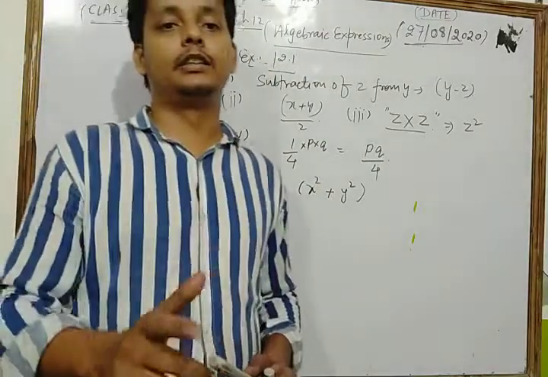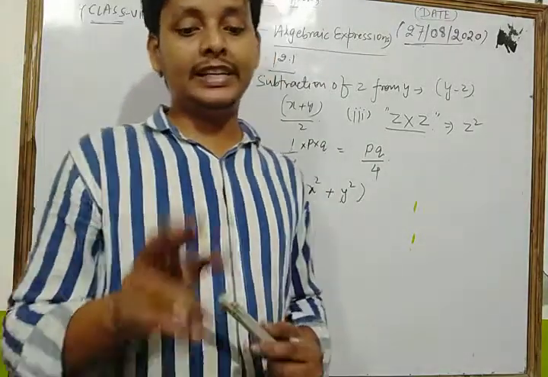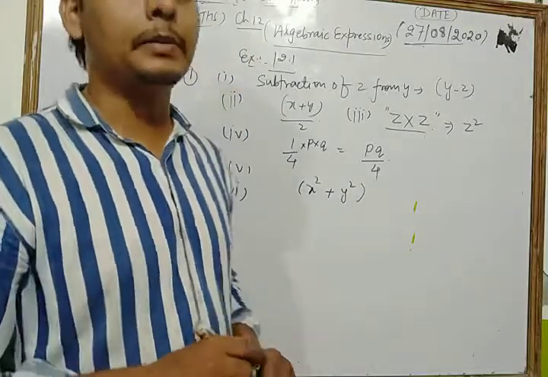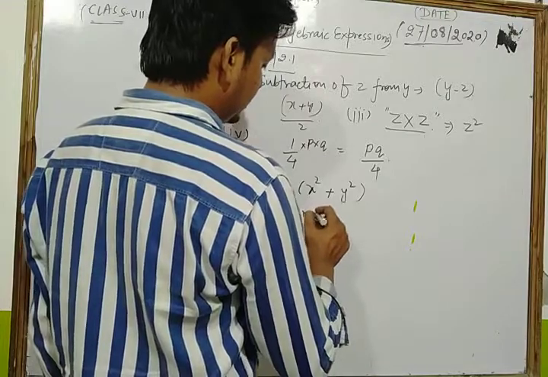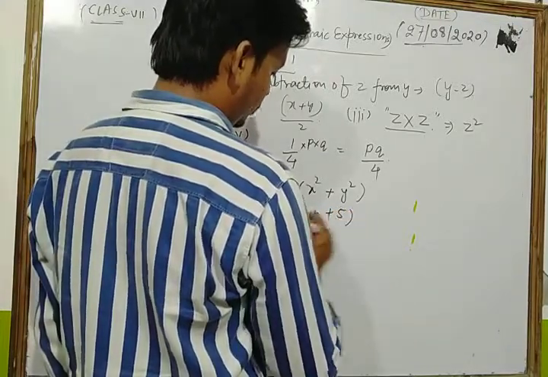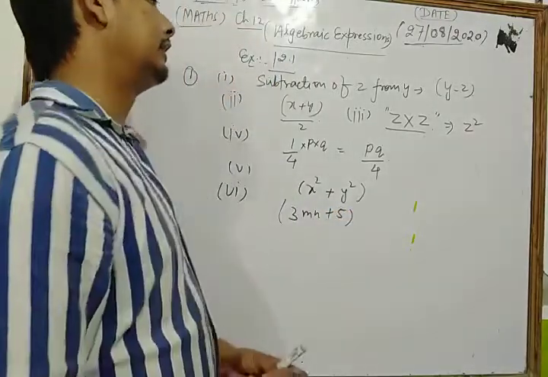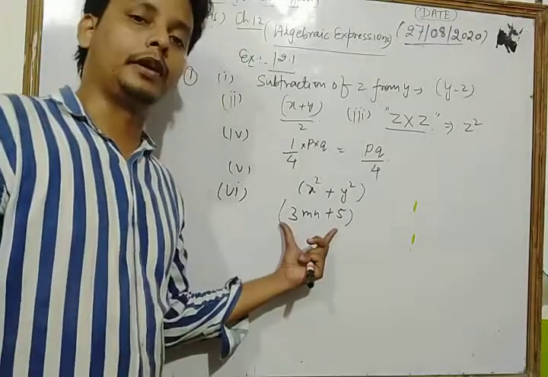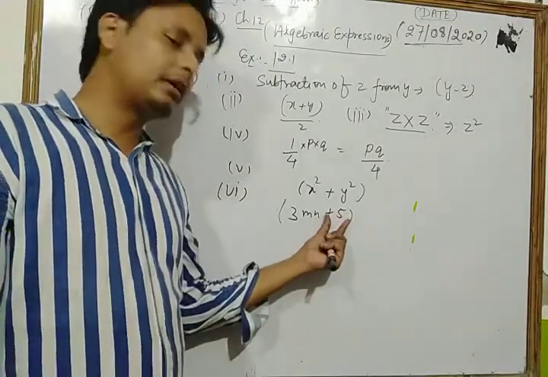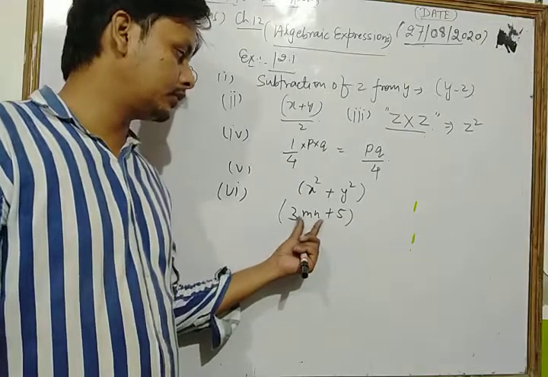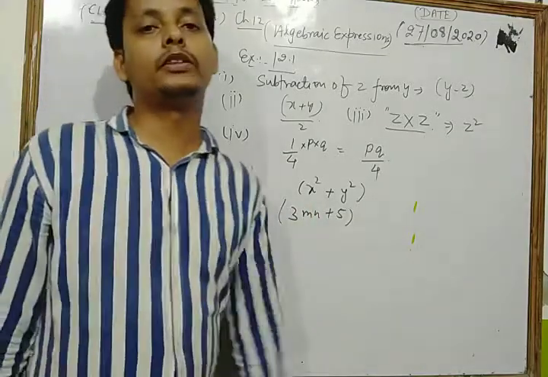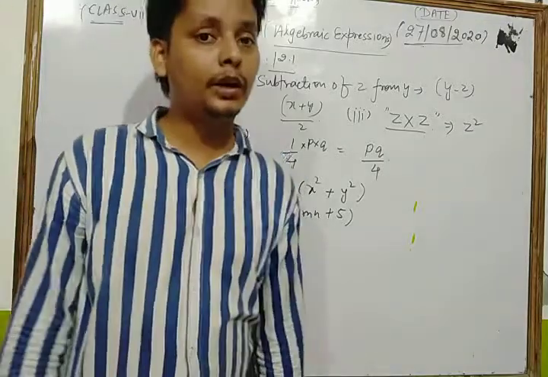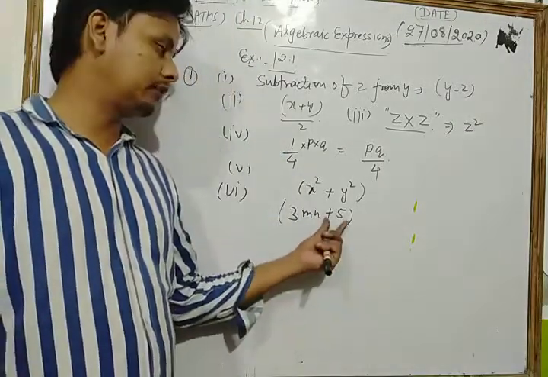Number 5 added, in which 3 times the product of numbers m and n, plus 5. So this statement is written this way: the number 5 is added to 3 times the product of the numbers m and n. So 3 times the product of the numbers m and n means 3mn, and 5 is added, so we write plus 5.